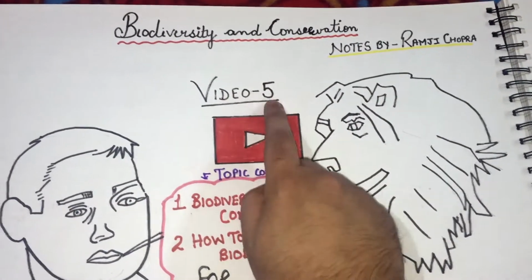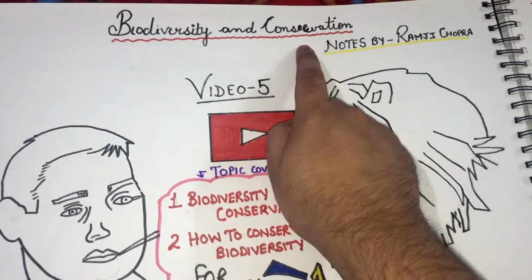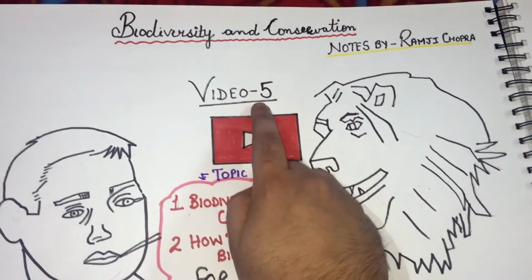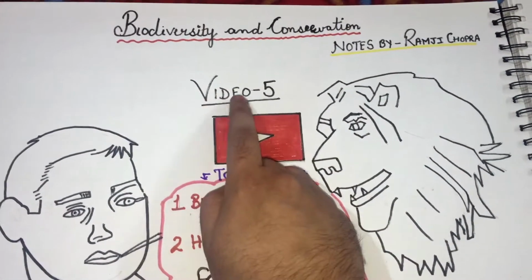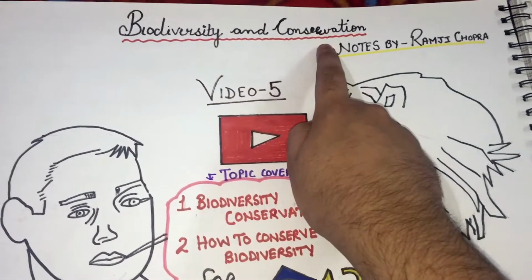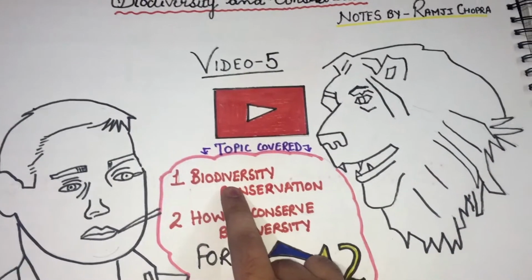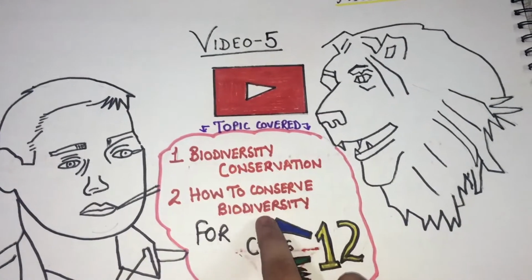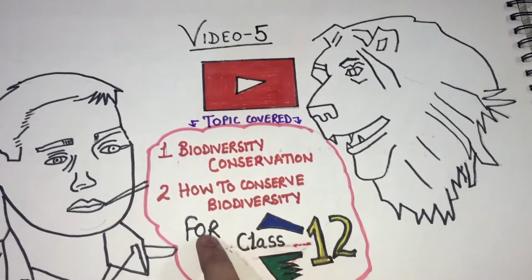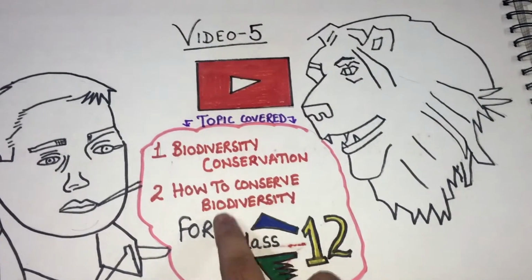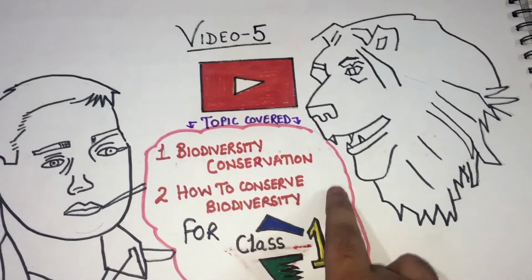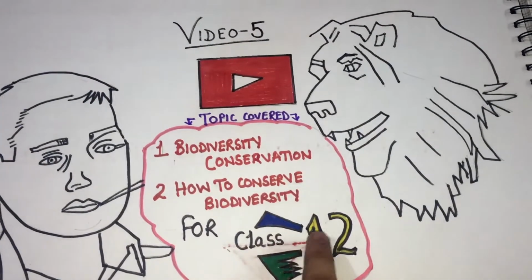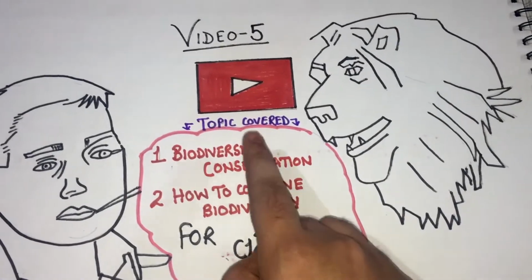This is the fifth video of biodiversity and conservation. If you have not watched my previous videos, do watch videos 1, 2, 3 and 4 of biodiversity and conservation. The topics covered in this video are biodiversity conservation and how to conserve biodiversity. These topics are for class 12 and these notes are according to NCERT for students of class 12. So let's get started.